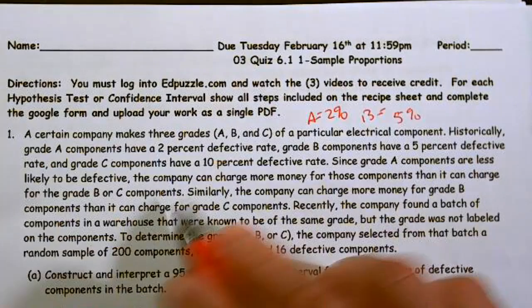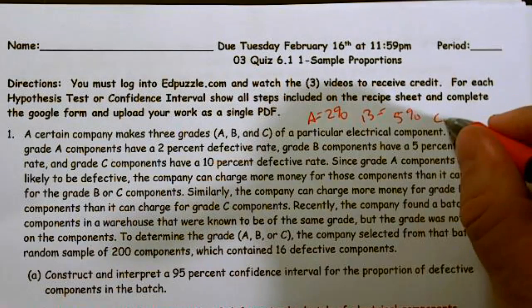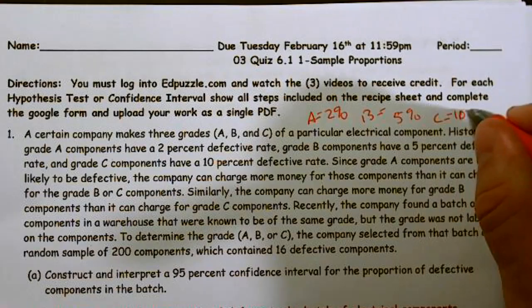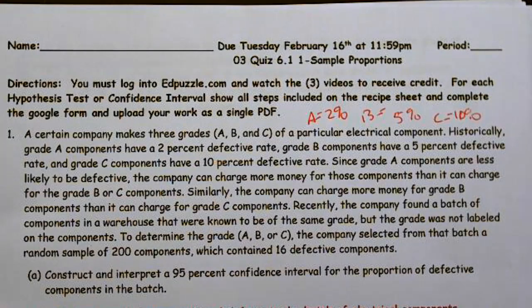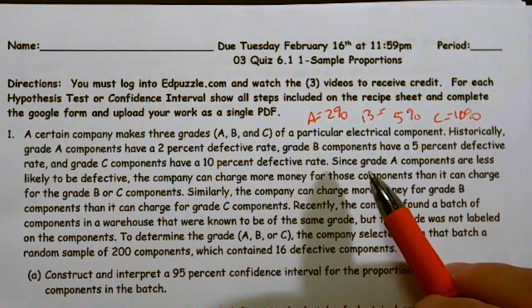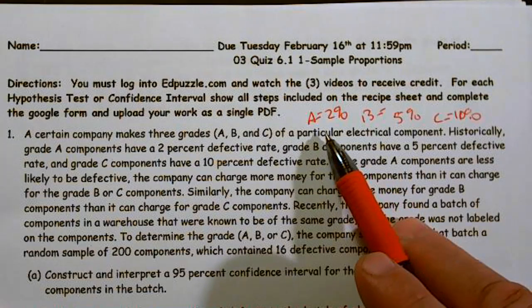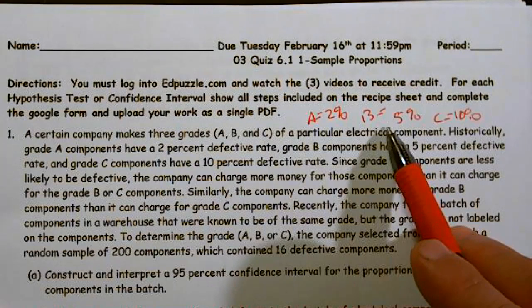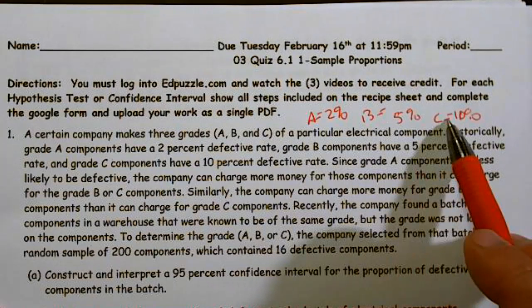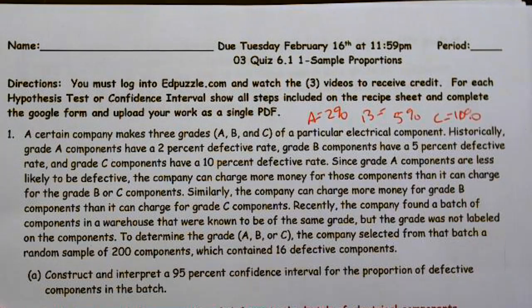and grade C has a 10%. So basically, we have better grades. One is better than the other. A is going to have the least amount of percentage of defects. Then it accelerates up to more defects as we move down the grade and become a lower grade.